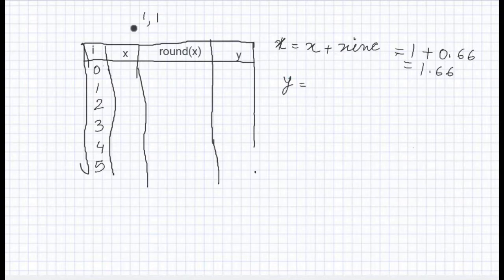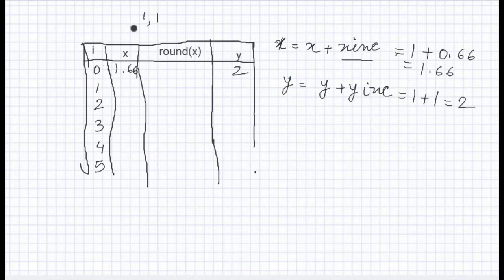In the same way, we will calculate y. y is equal to y plus y increment. Value of y is 1 and the increment is also 1. The value is 2. So here we will put these values in the table, 1.66 and the value of y is 2. Now y will be incremented by 1 every time, so we need not calculate it in the fractional way. We will increment it by 1.